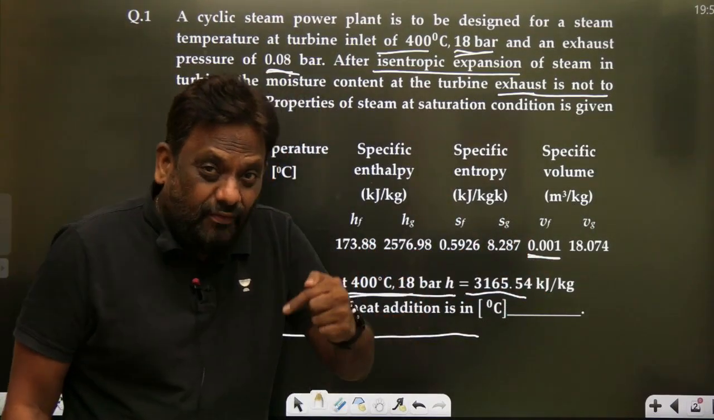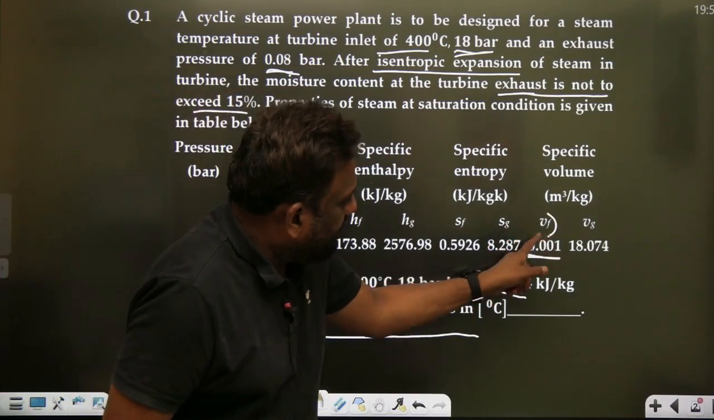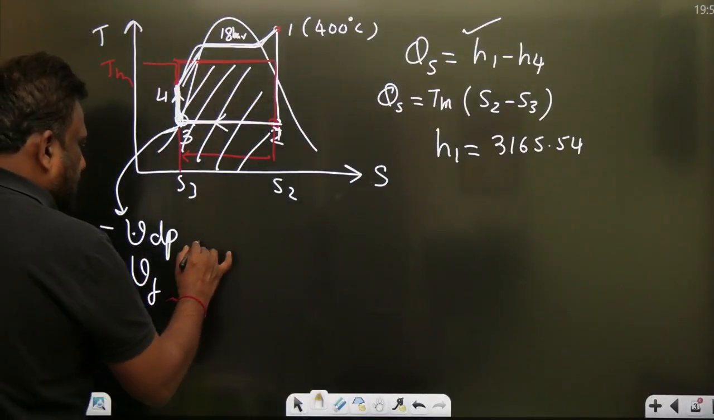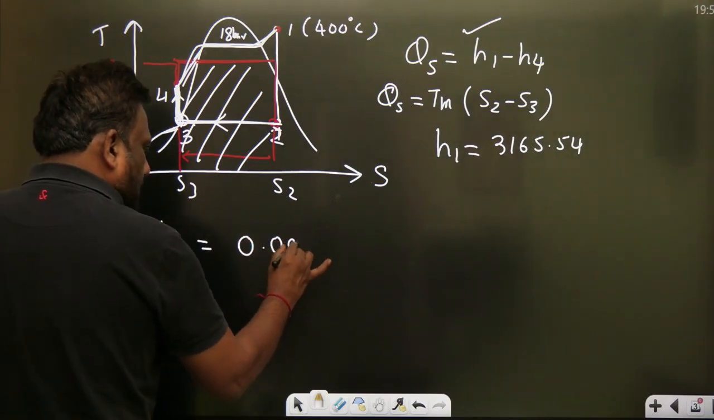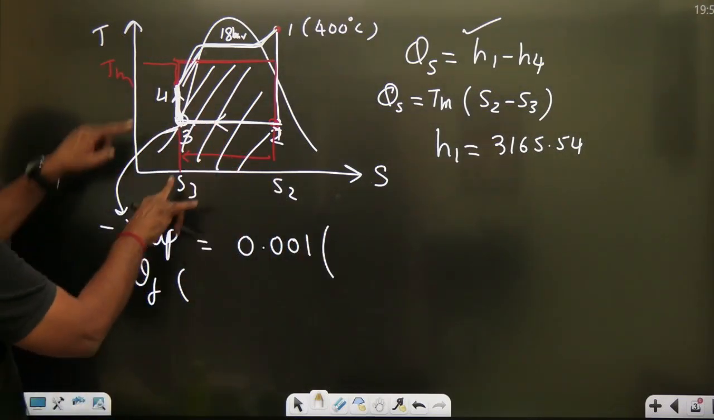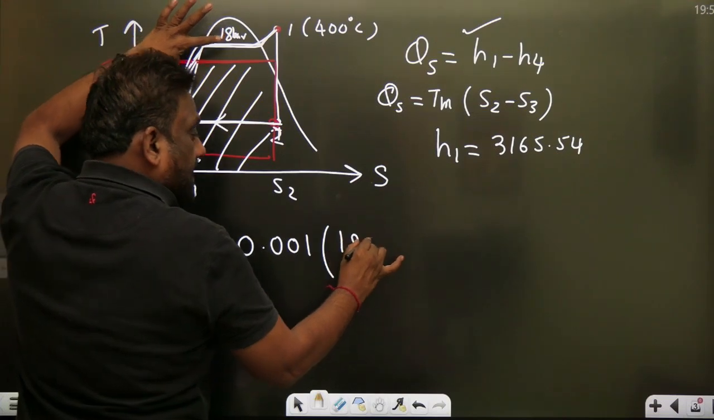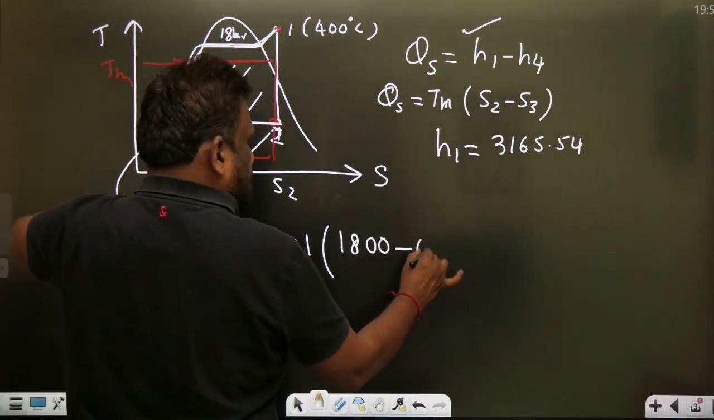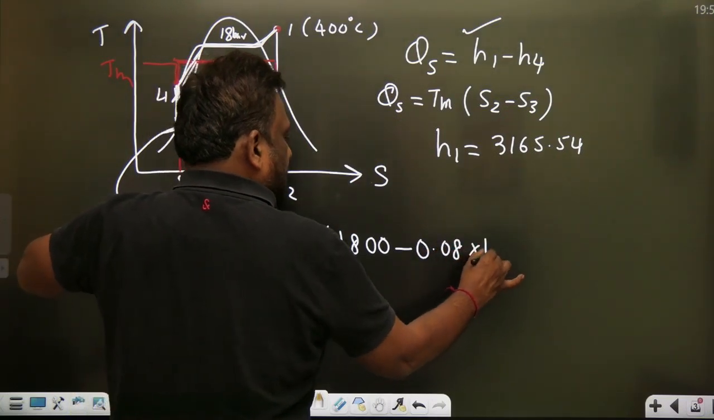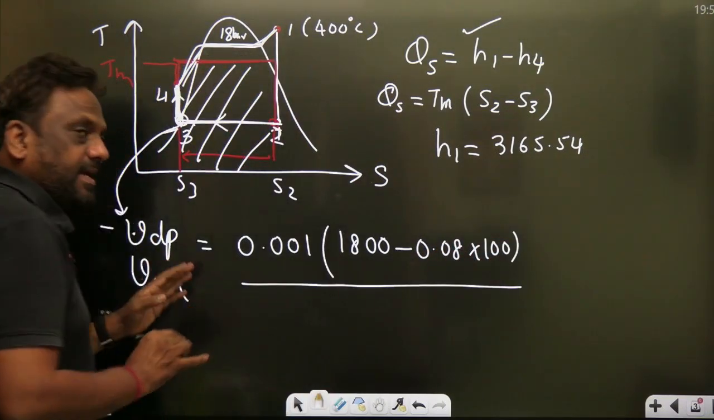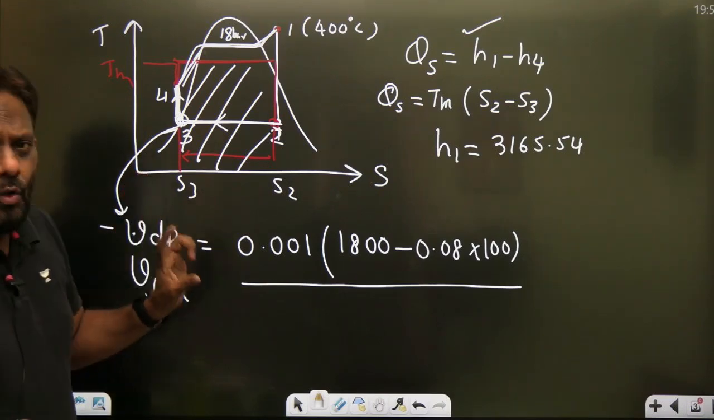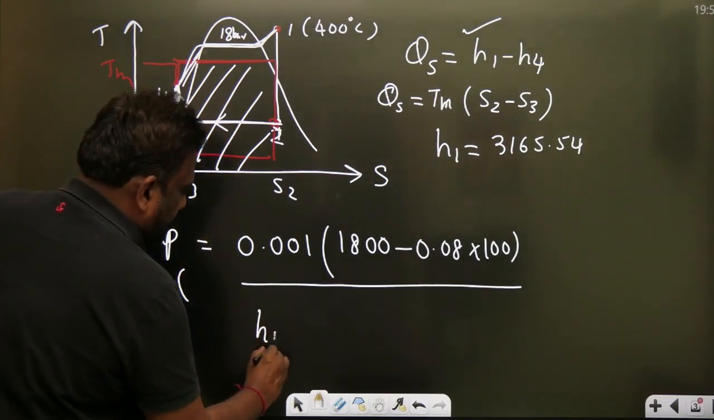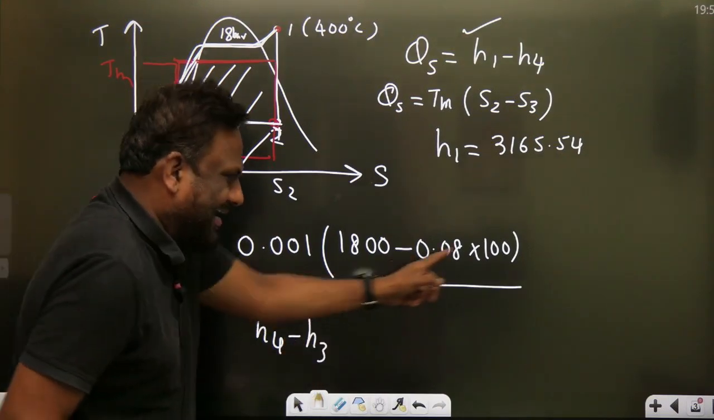Dekho, please, it is the liquid that is pumped. So therefore, VF, the liquid specific volume, is 0.001. So therefore, this VF is 0.001 into dP. What is dP? 18 bar, lekin convert in kilopascal. 1 bar is 100 kilopascal, minus the condenser pressure 0.08 bar, meaning 100 kilopascal. So this will give me the pump work. So already you know that pump work can also be written as H4 minus H3. If I apply steady flow energy equation, H4 minus H3. From here I get pump work.